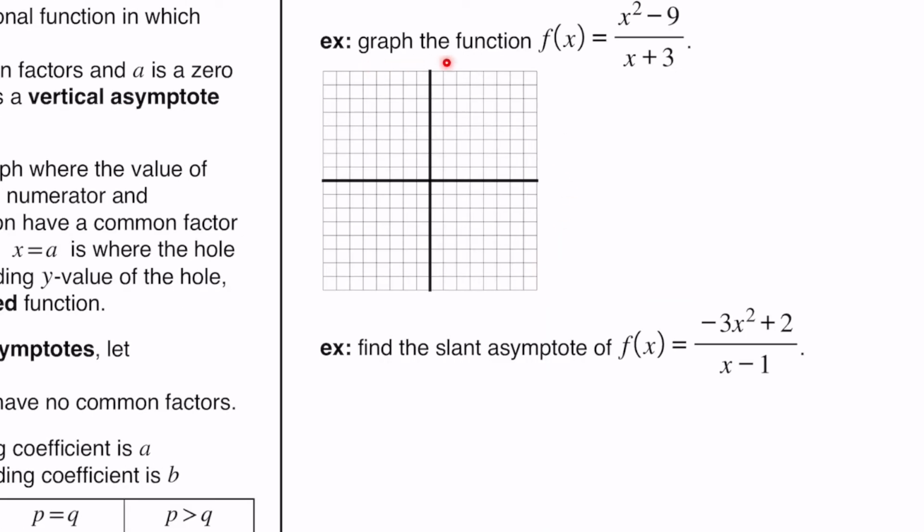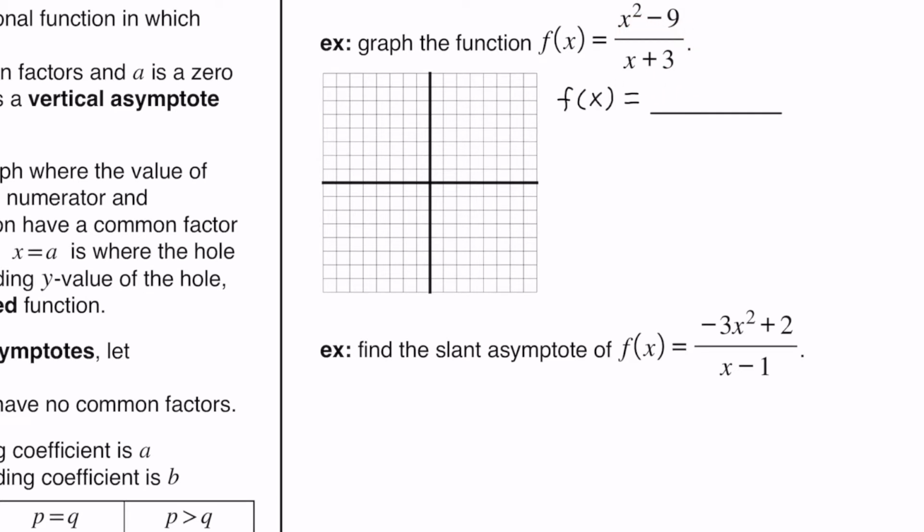This example says graph the function, and we have x squared minus 9 over x plus 3. So the first step, we're going to factor the top. So x squared minus 9 factors to x plus 3 times x minus 3, and then I just left the denominator as x plus 3. And you guys can see that the common factor is x plus 3 and x plus 3, so those cancel. And then I wrote the reduced function as f of x equals x minus 3, so whatever expression is left.